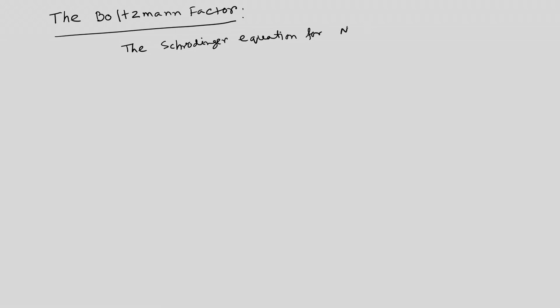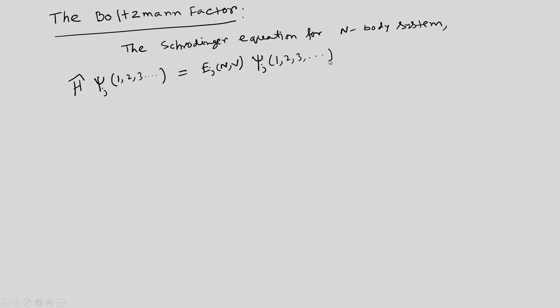for an n body system: this Hamiltonian operator H operating on psi j gives the energy value Ej, like this. Basically what we consider here is a cubic box.